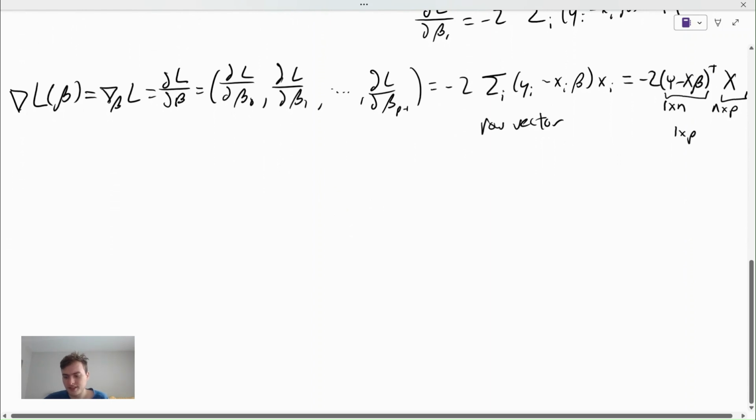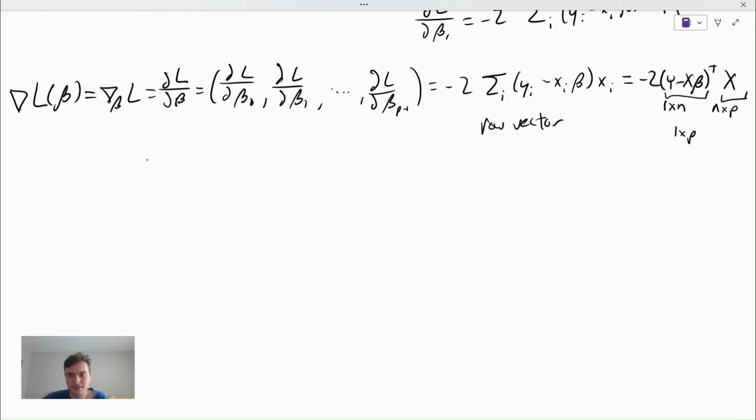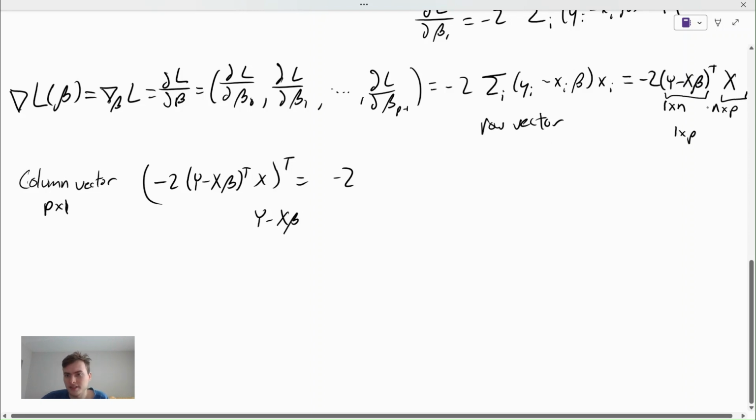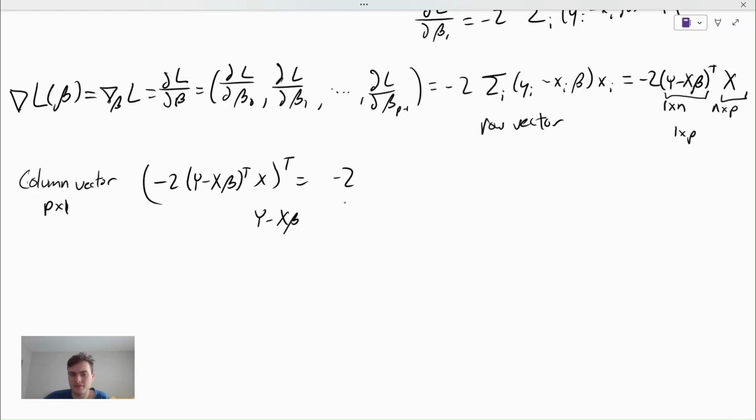And let's think about writing it as a column vector too, right? So that would be just taking this transpose, right? So the column vector is the transpose of this. We want it to be p by 1. And we're just going to do (y minus X beta) transpose X, and then take the transpose. So we still have the negative 2 out front. And because y minus X beta is a row vector, it has that 1 out front, right?